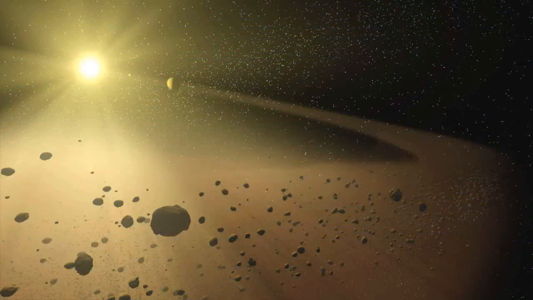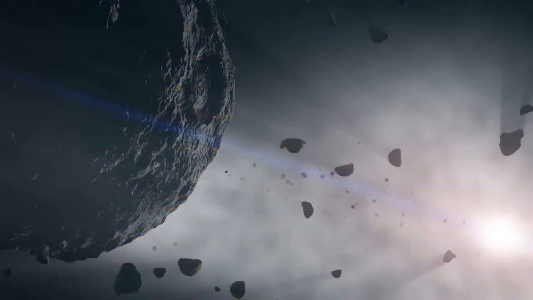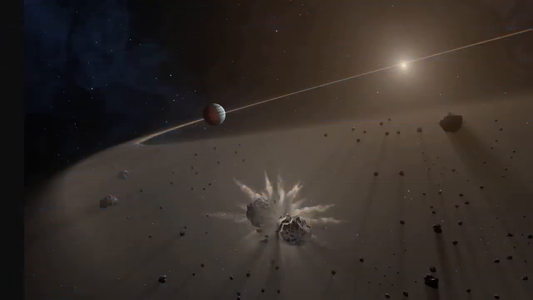Creation of the solar system. The solar system is believed to have formed approximately 4.6 billion years ago from a giant molecular cloud composed mostly of hydrogen and helium. The process of its creation can be summarized in the following steps.